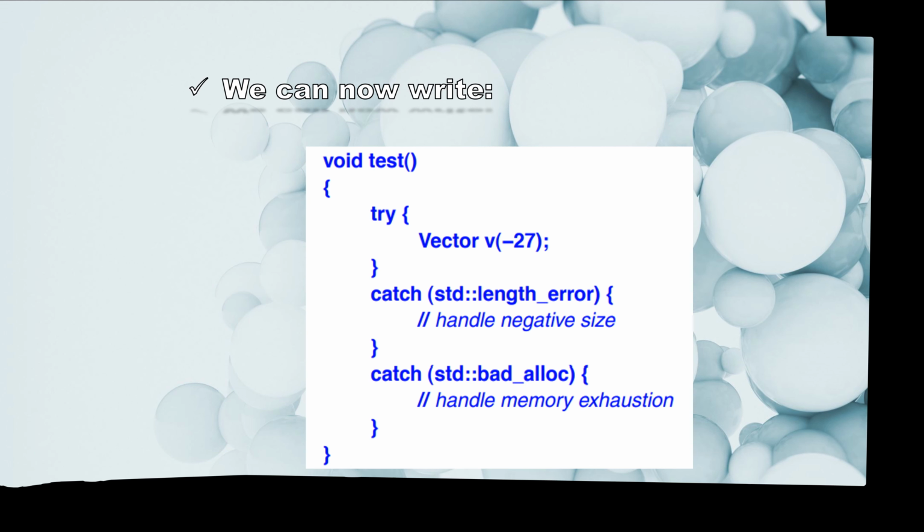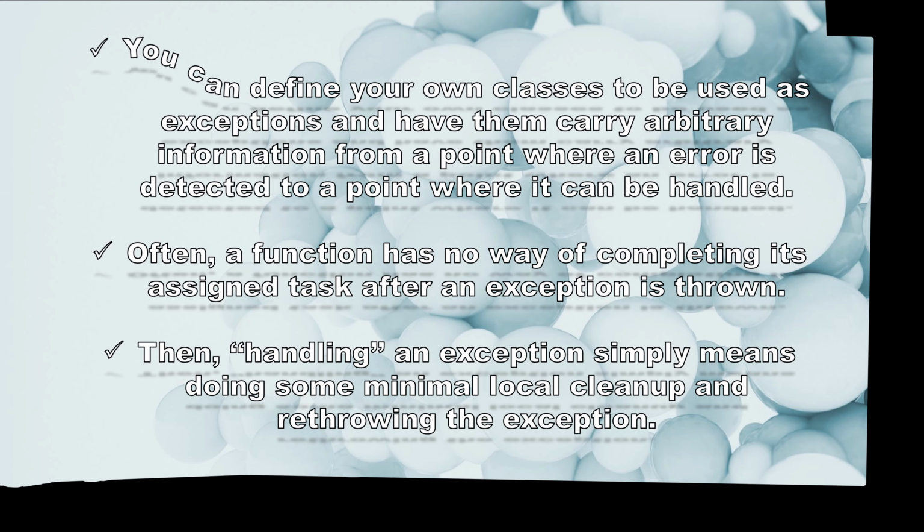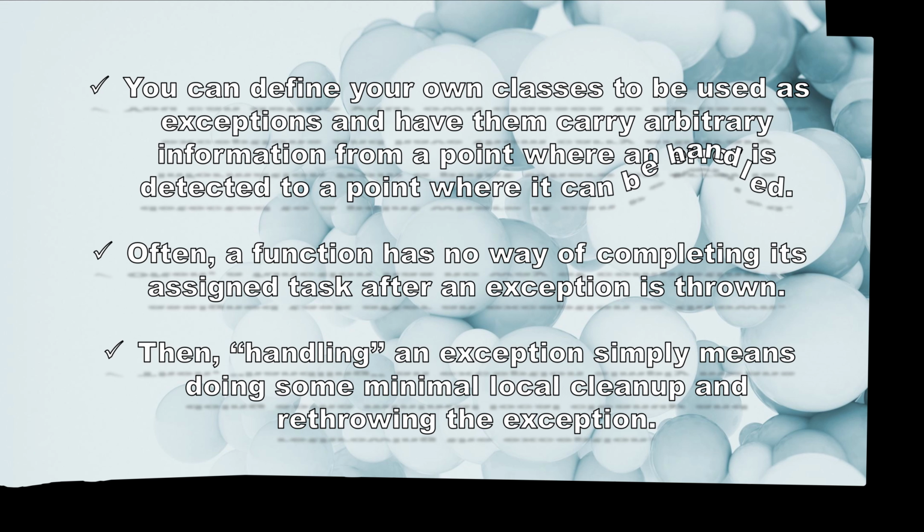We can now write void test() { try { vector v(-27); } catch (std::length_error) { // handle negative size } catch (std::bad_alloc) { // handle memory exhaustion } } You can define your own classes to be used as exceptions and have them carry arbitrary information from a point where an error is detected to a point where it can be handled.